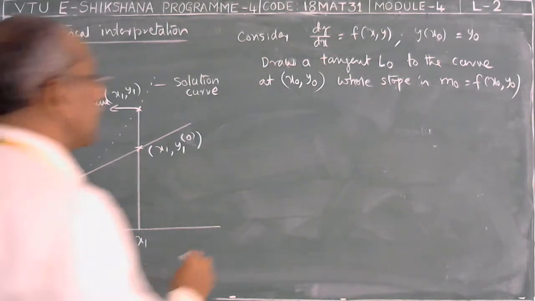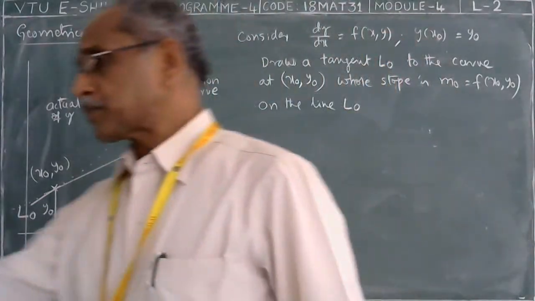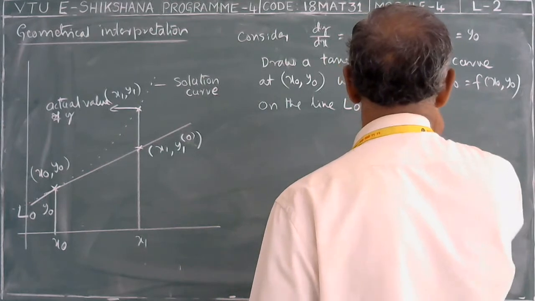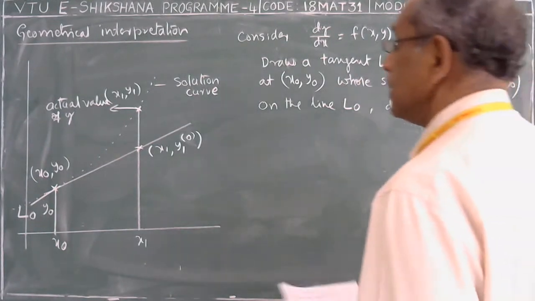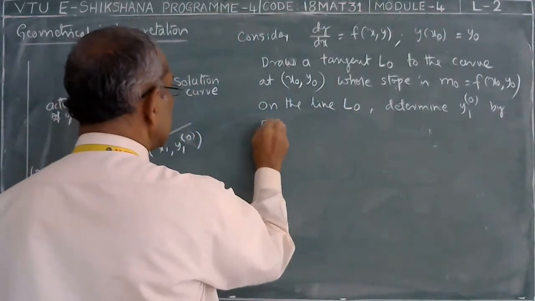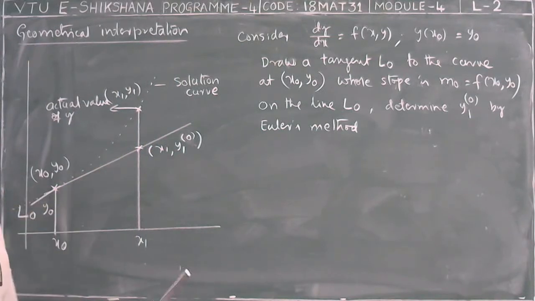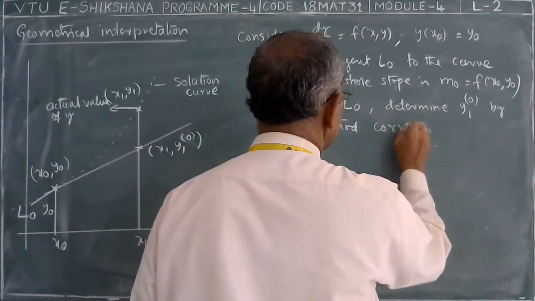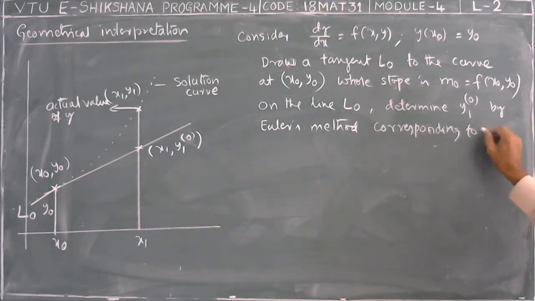On the line L0, this is the tangent line L0, determine y1 0, that is the value of y at x is equal to x1, by Euler's method, on the line L0 that is tangent to the curve at x0, y0. Determine y1 0 by Euler's method corresponding to x is equal to x1.